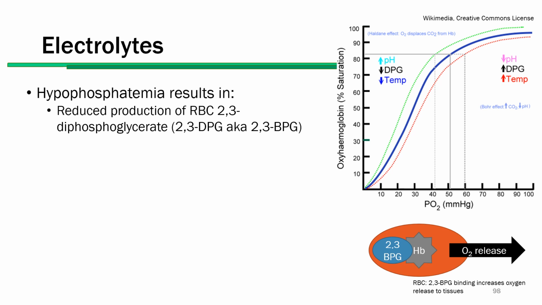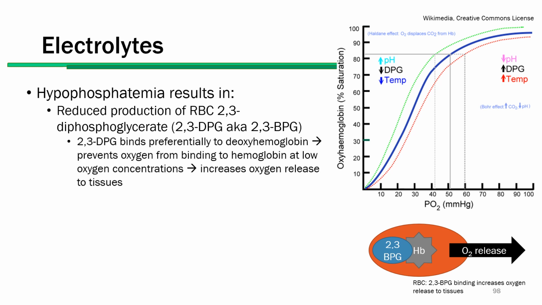Hypophosphatemia results in the reduced production of red blood cell 2,3-diphosphoglycerate, DPG, also known as bisphosphoglycerate, BPG, so it can be written both ways. The 2,3-DPG binds preferentially to deoxyhemoglobin, so if there's hemoglobin that doesn't have oxygen bound, the DPG or BPG will bind to the hemoglobin, and what that does is change the shape so that oxygen is released from the hemoglobin. And so it prevents the oxygen from binding at low oxygen levels, which is good because low oxygen levels are usually out in the tissues.